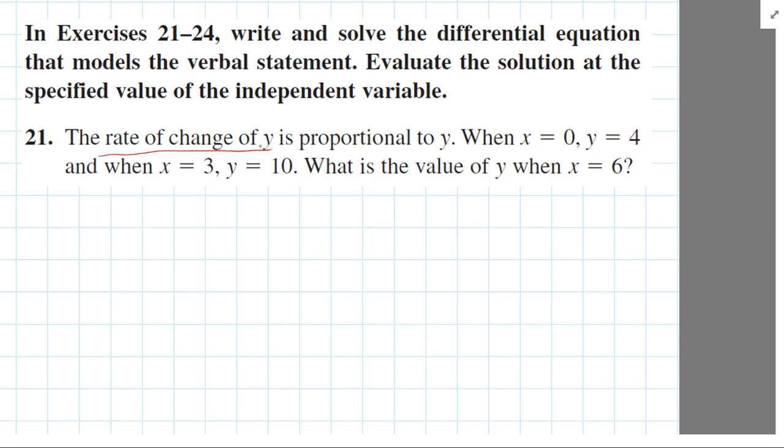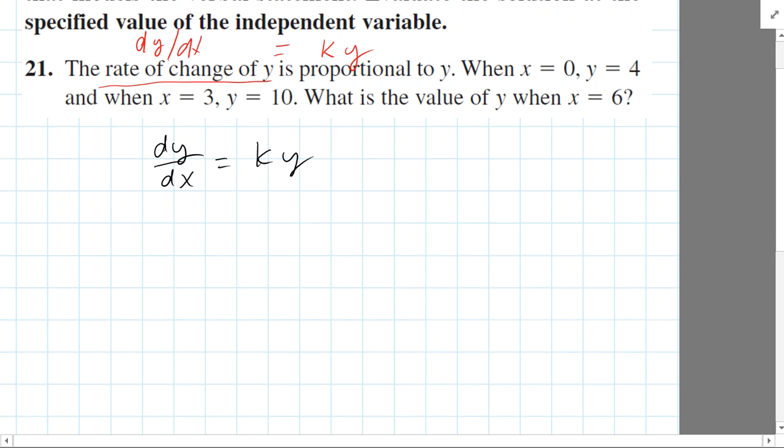X. Is every point x and y? So this is with respect to x. So what's my rate of change? dy over dx. What's "is"? Equals. Proportional. K to y. Times y. "To" means times y. So we're going to write this down. And this is what we're actually doing tomorrow. This is exponential growth and decay.